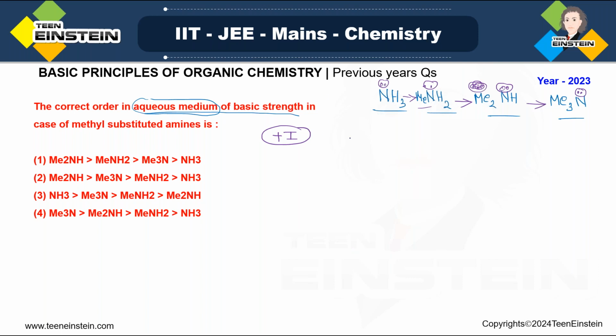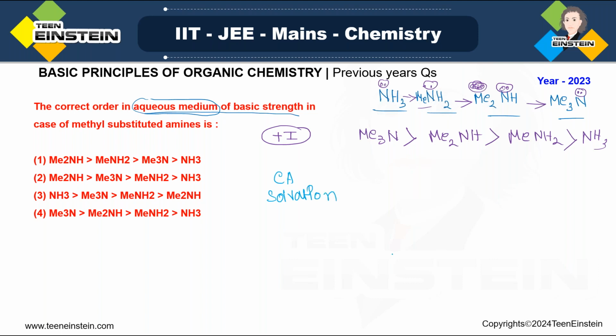So based on plus I effect, the order should be like this: Me3N maximum basic, after that Me2NH, after that MeNH2, and at last ammonia. But when it is aqueous medium, there is another factor that you have to consider, and this another factor is the conjugate acid solvation factor.